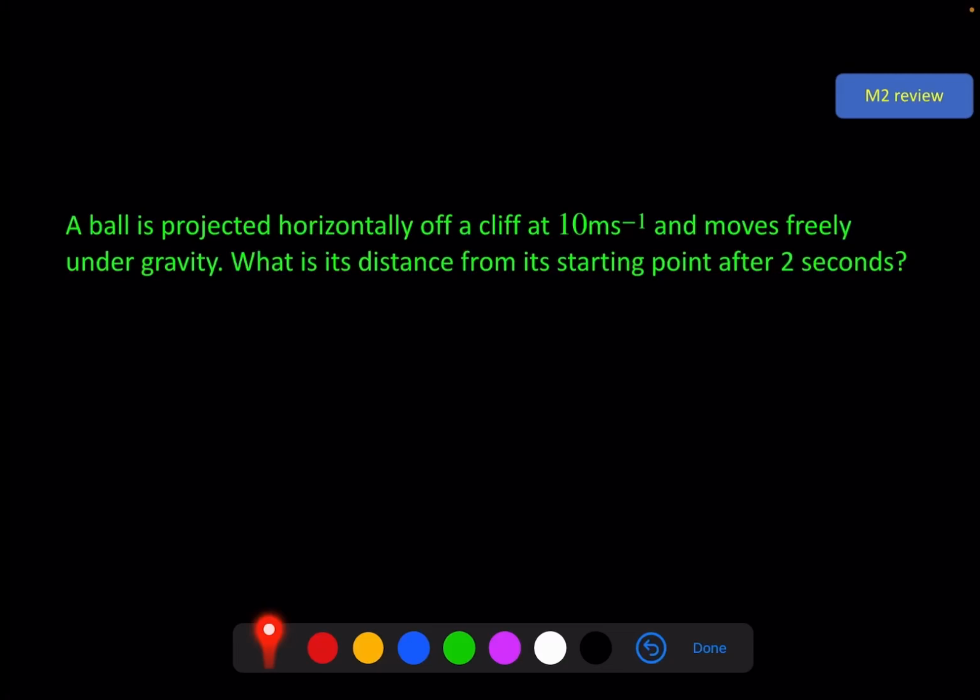Hello and welcome to the second video of the M2 chapter Projectiles. On the screen I start a question to review the previous video. A ball is projected horizontally off a cliff at 10 meters a second.